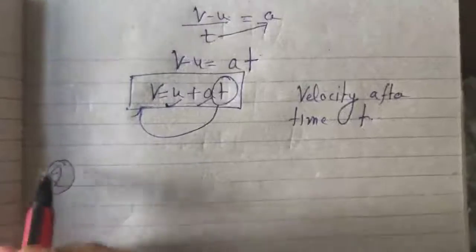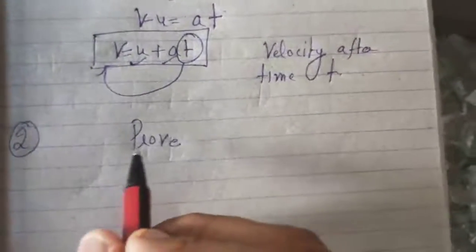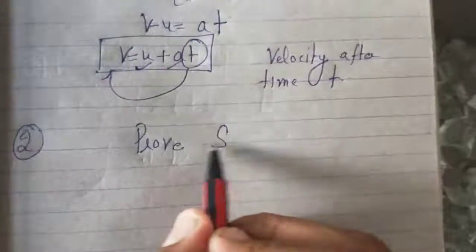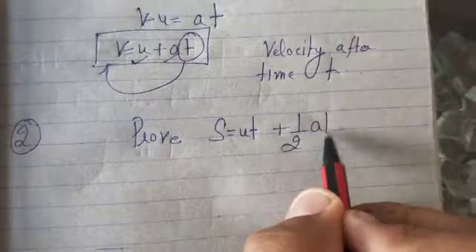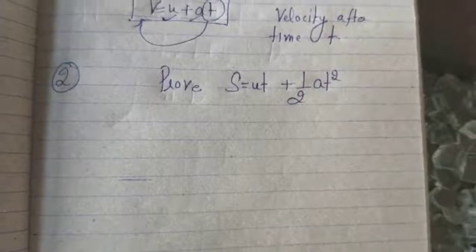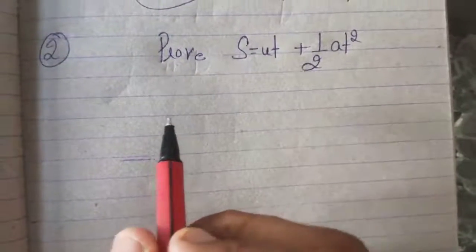So the second equation of motion is, prove, s is equal to ut plus half at square. Okay. So the concept is like this.